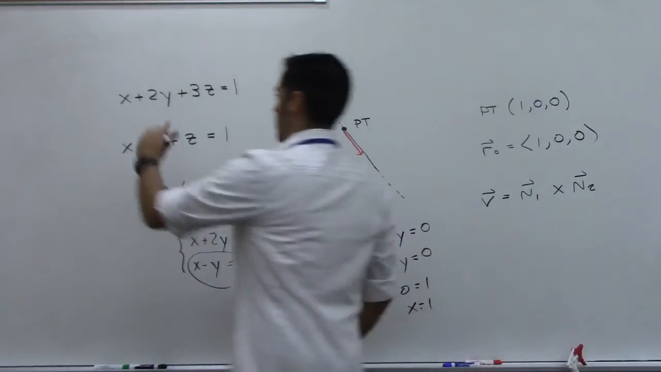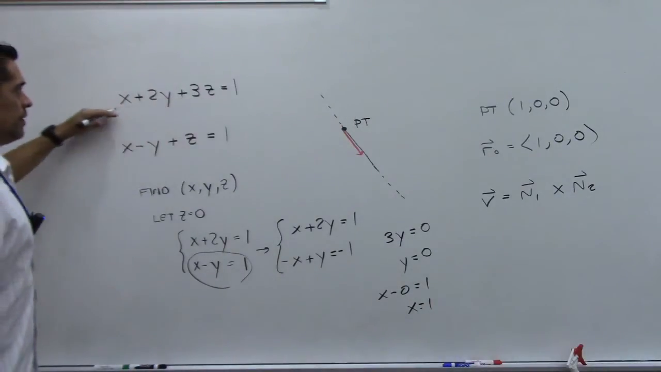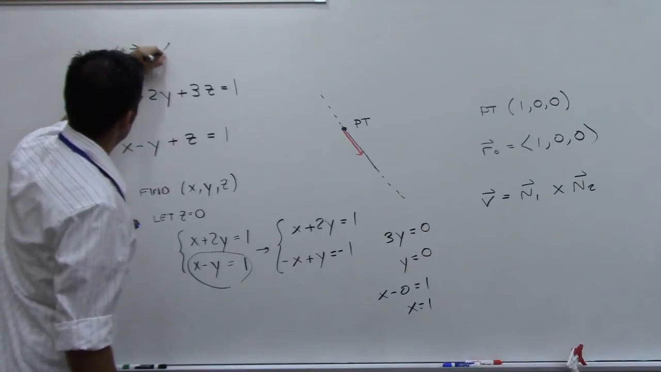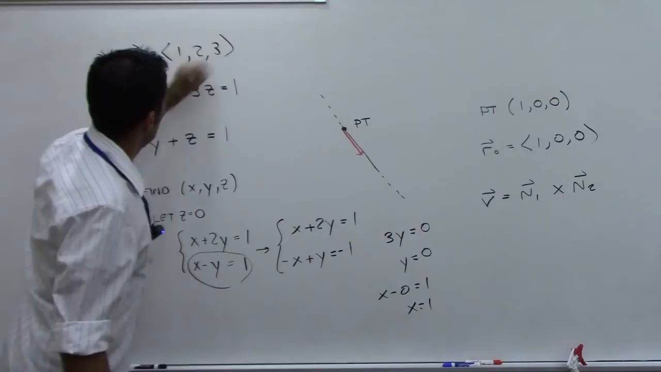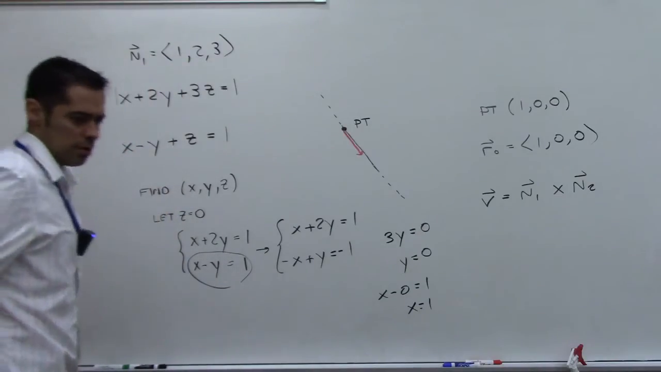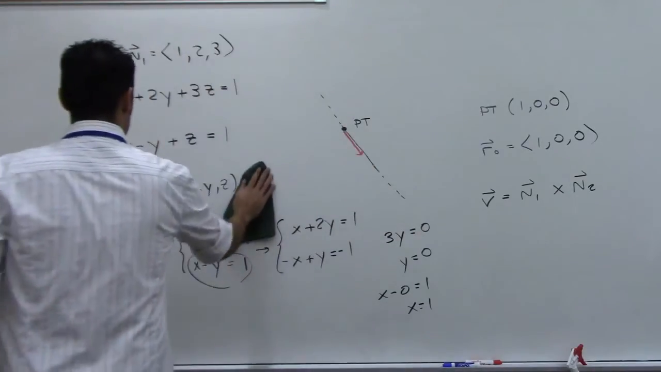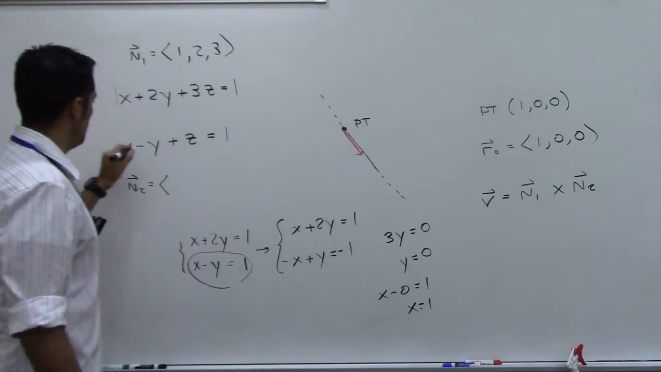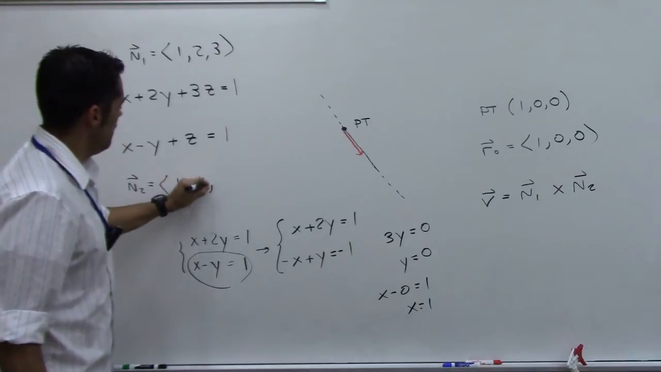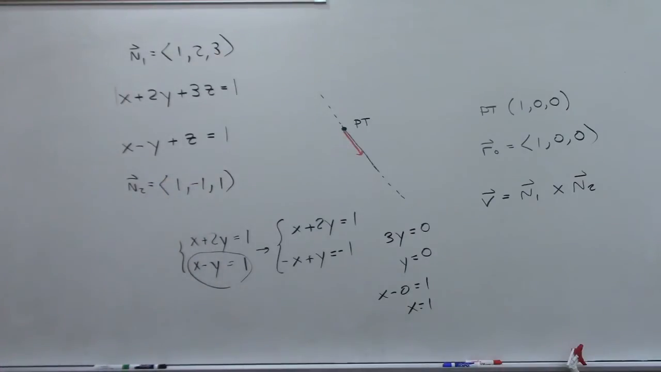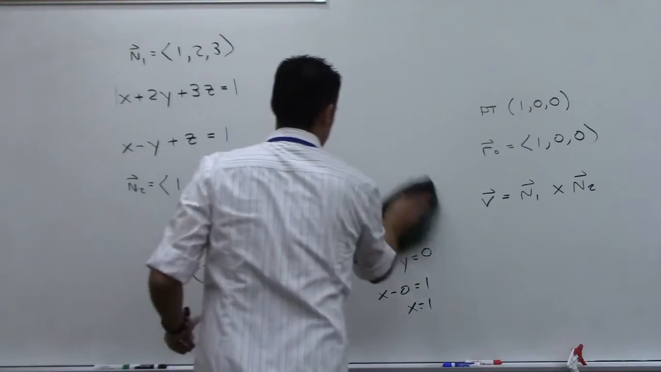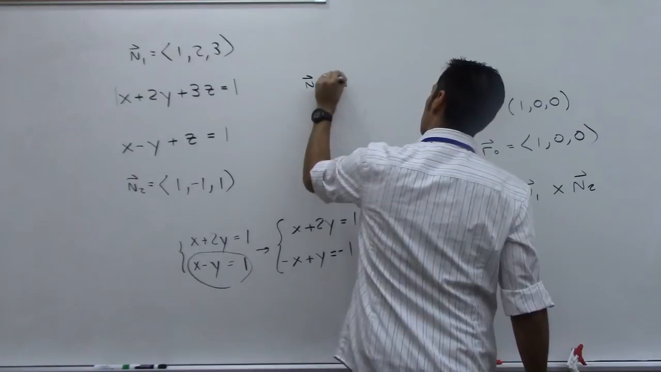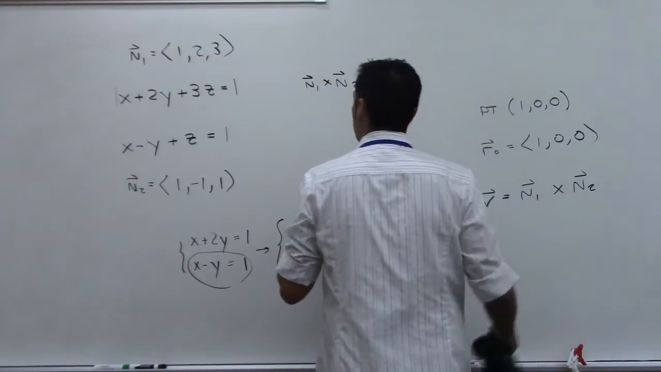So this is the first plane. What is the normal vector for this plane? Well, you just look at the coefficients. The normal for the first plane is 1, 2, 3. And then the normal vector for this plane, which I'll call N2, are the coefficients here, 1, negative 1, and 1. So if I cross these two vectors, so normal 1 crossed with normal 2, that'll be our V.